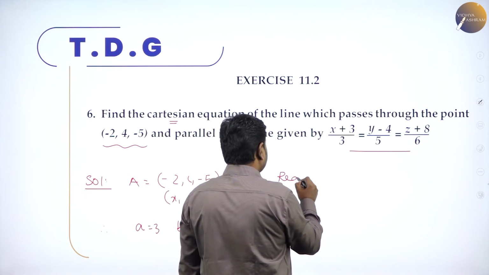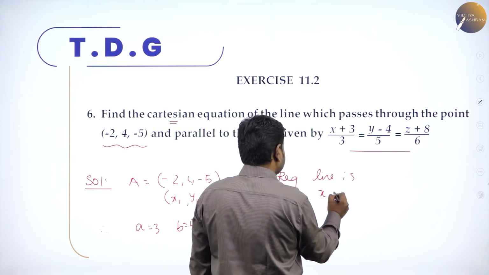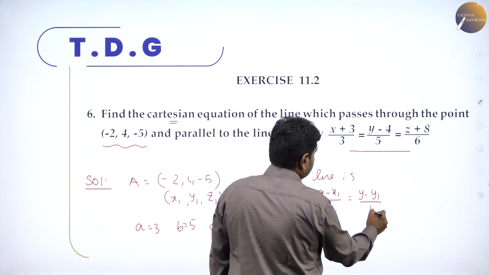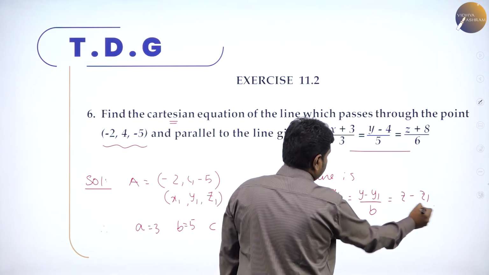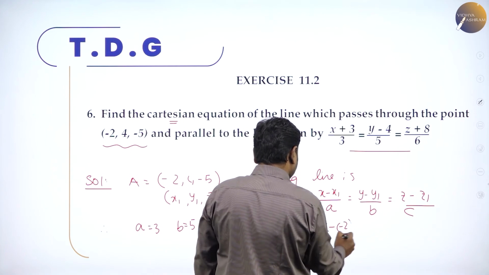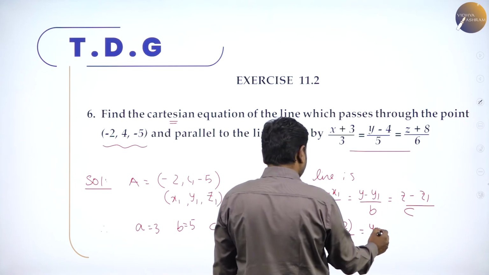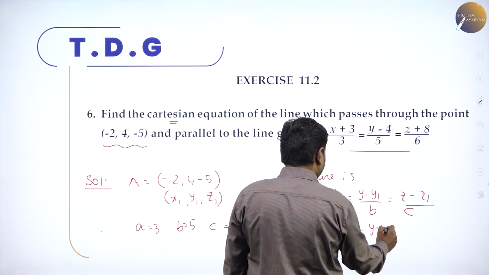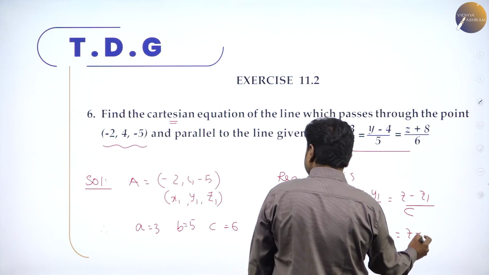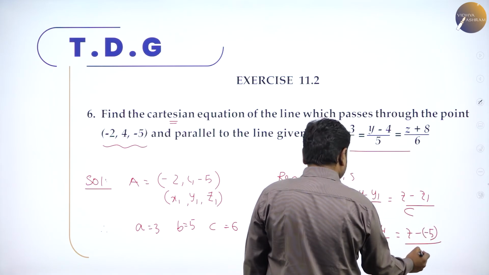So required line, Cartesian form. Required line is (x minus x1)/a equal to (y minus y1)/b equal to (z minus z1)/c. So that is x minus what is x1? Minus 2, divided by a. What is a? 3. Is equal to y minus what is y1? Y1 is the other point, that is 4, divided by b. What is b? 5. Z minus z1. Z minus what is z1? Minus 5, divided by c, that is 6.